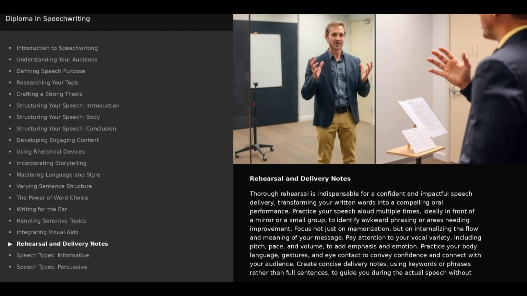Practice your body language, gestures, and eye contact to convey confidence and connect with your audience. Create concise delivery notes, using keywords or phrases rather than full sentences, to guide you during the actual speech without reading verbatim. These notes should be easy to glance at, allowing you to maintain eye contact. Rehearsal builds muscle memory and reduces anxiety, enabling you to deliver your speech naturally and powerfully. It ensures your hard work in writing translates into an effective presentation.